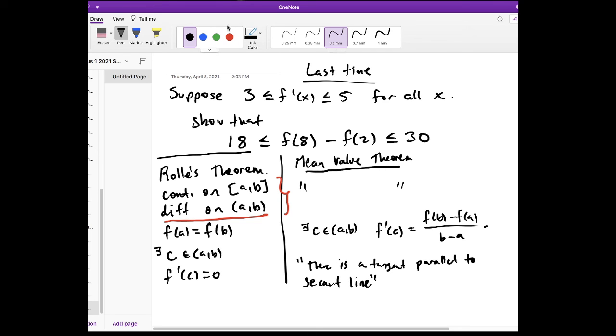So let's look at this question here. Which of the two do you think applies to the question? Anybody? Let me give a guess.